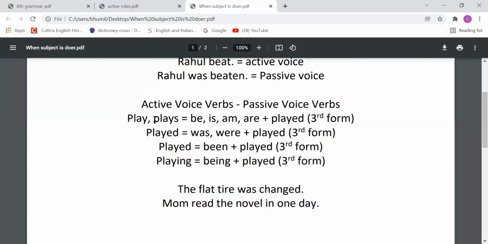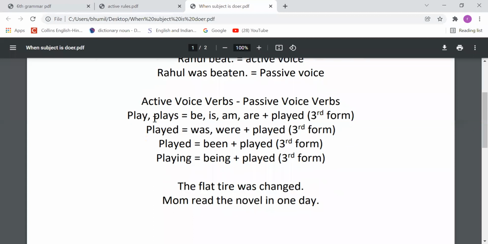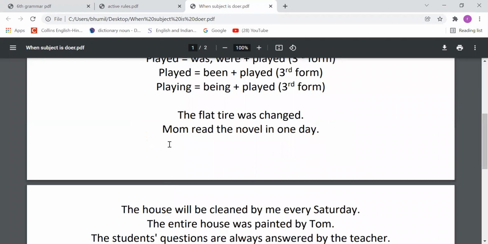And I told you any form of a verb is called the active form, but be plus third form, which form of be according to the tense and the need of the sentence, right? Be plus third form is called the passive form. And these are the forms of be: be, is, am, that's the first form. Was, were, second form. Been, third form. And the fourth form, or we can say the ing form, is being, right? In the same way, play and plays are the first form, played is second, and played is also third form, and playing is the fourth form, right?